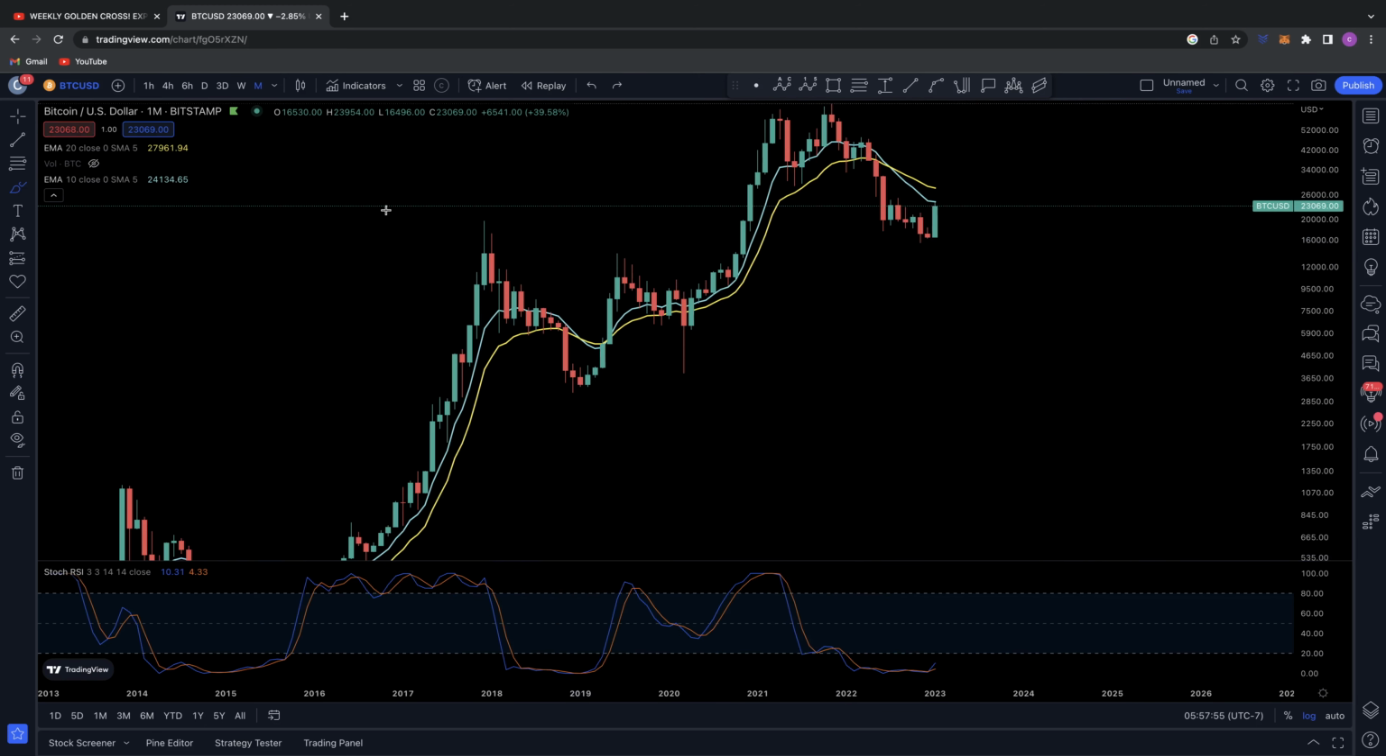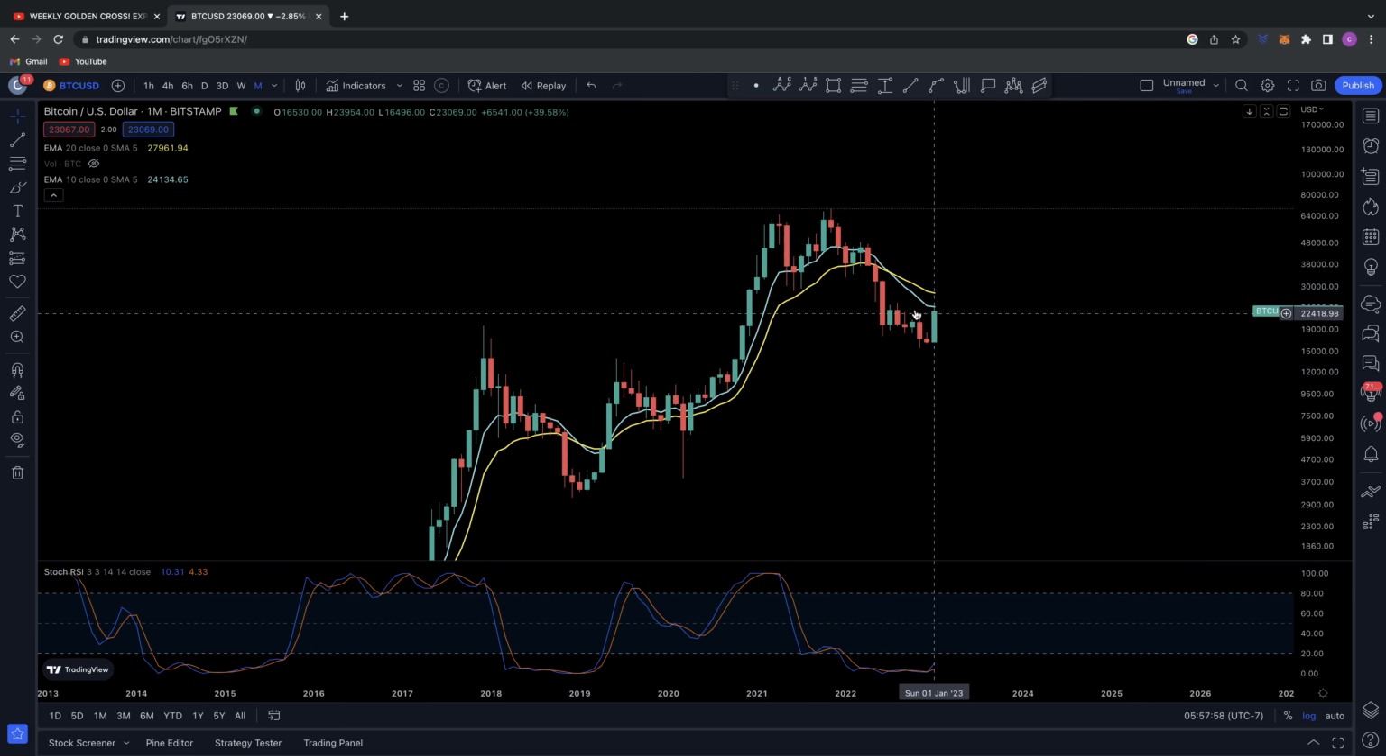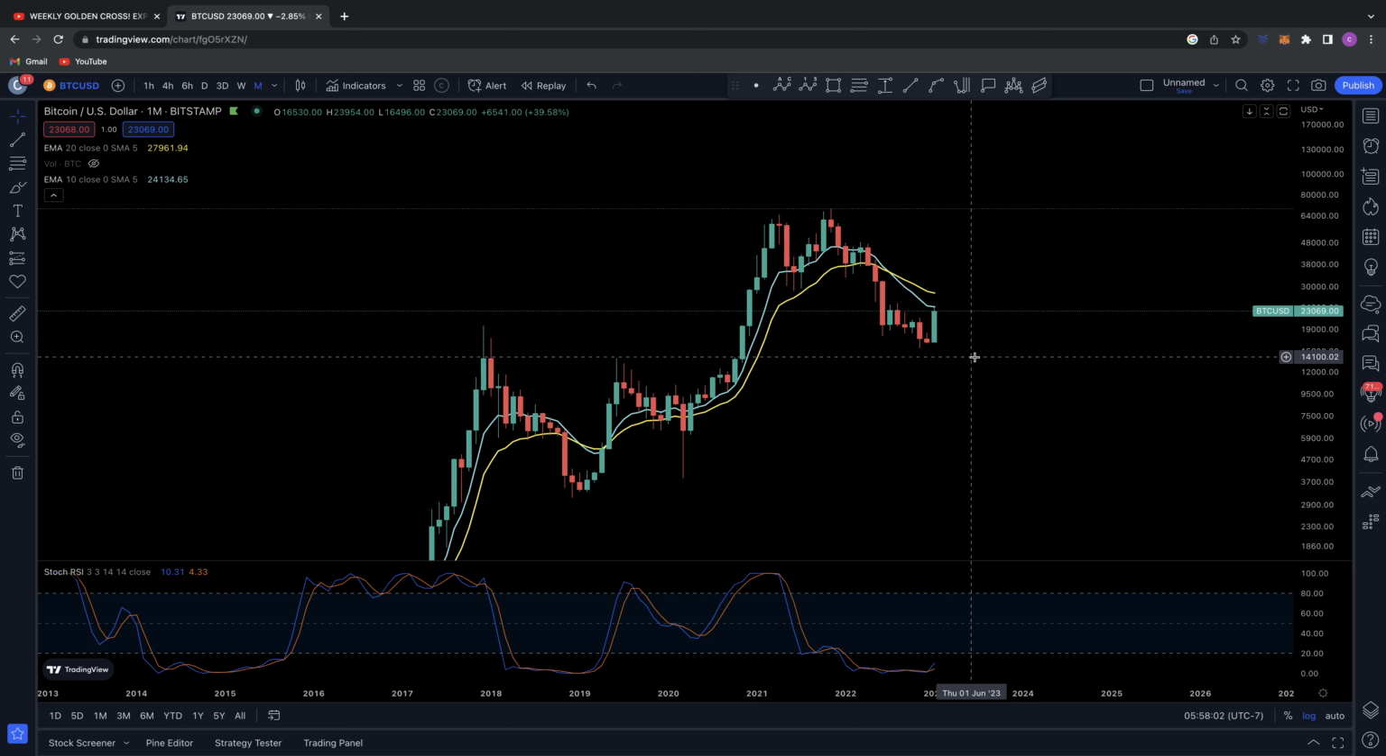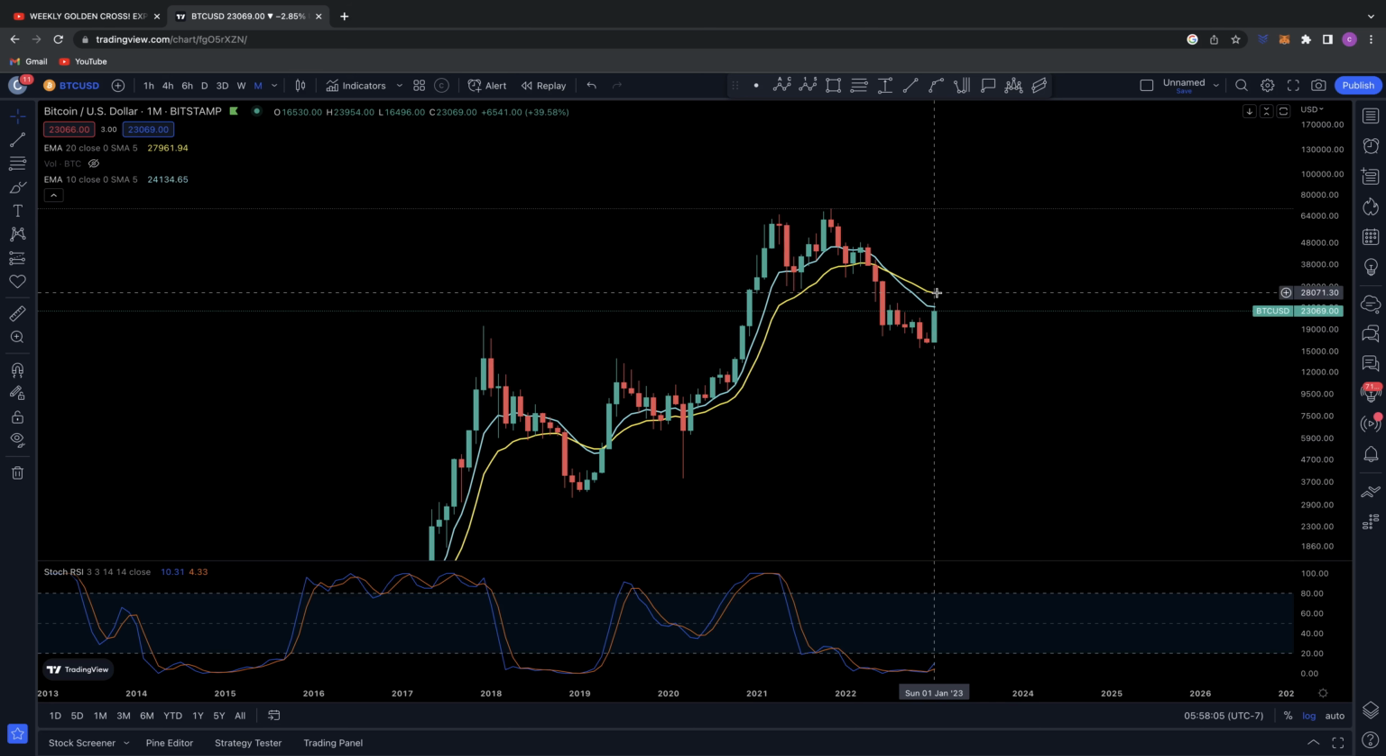We need to see the follow through this month. We need to see the monthly candle here close, I think, above 23K to confirm, okay, we could potentially be looking at more upside to this monthly 20 here.